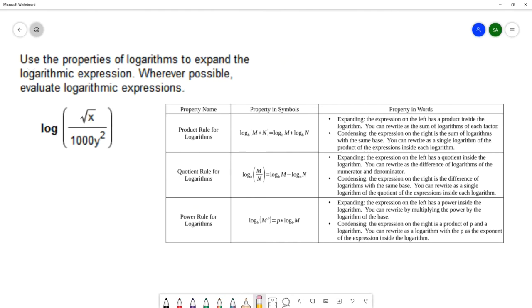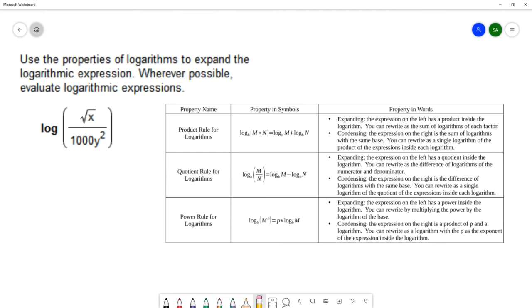For this question, we want to use the properties of logarithms to expand the logarithmic expression. Wherever possible, evaluate the logarithmic expressions. So the expression that we would like to expand is log of the square root of x over 1000 y squared.